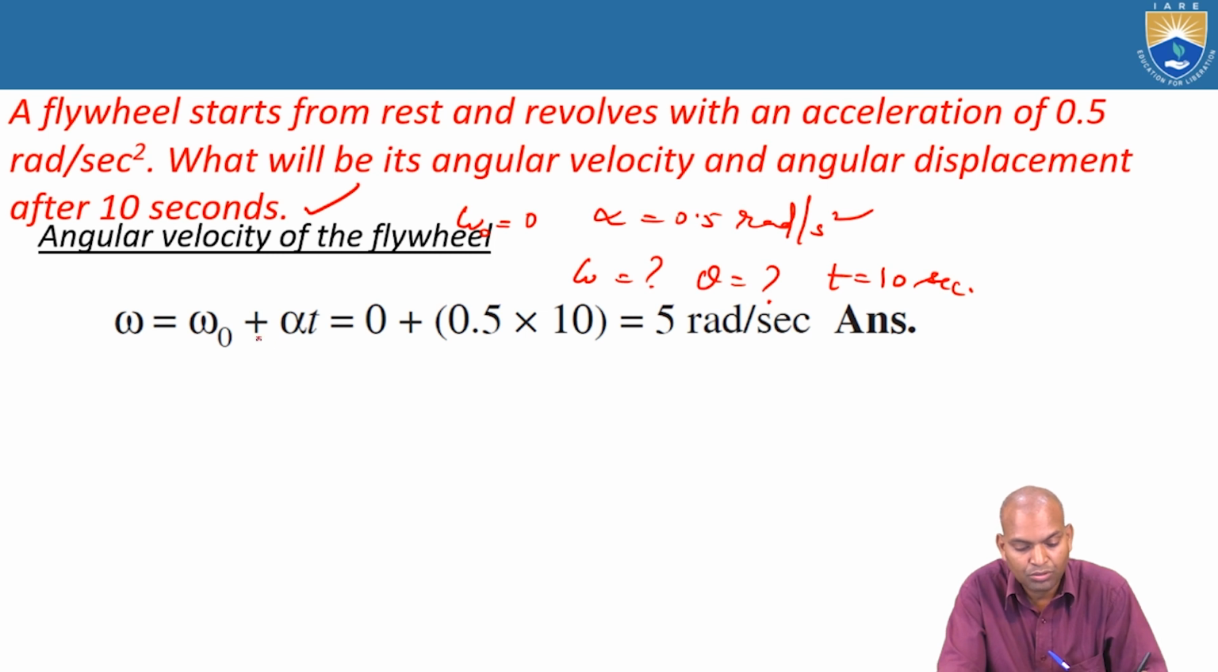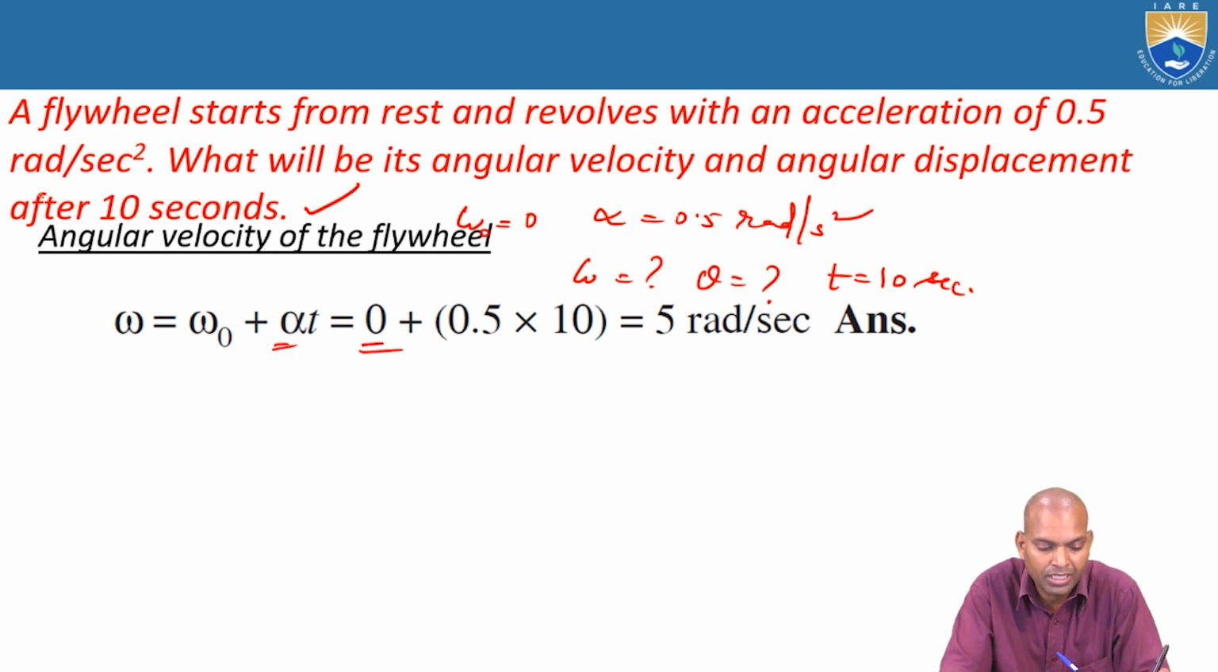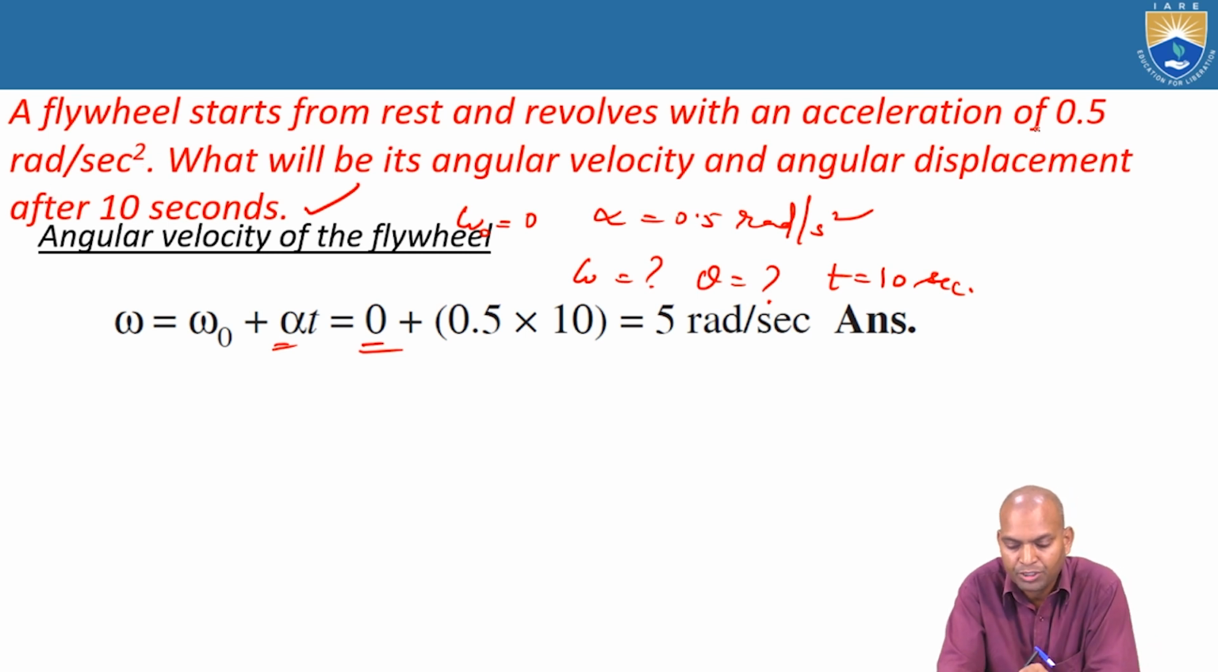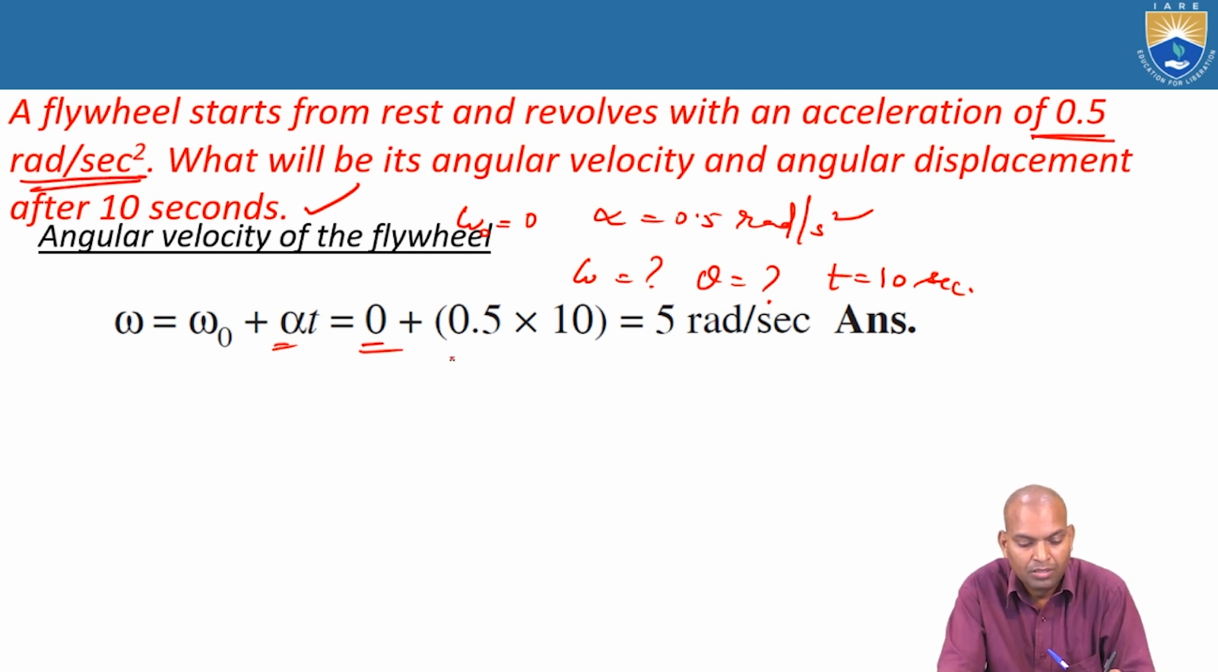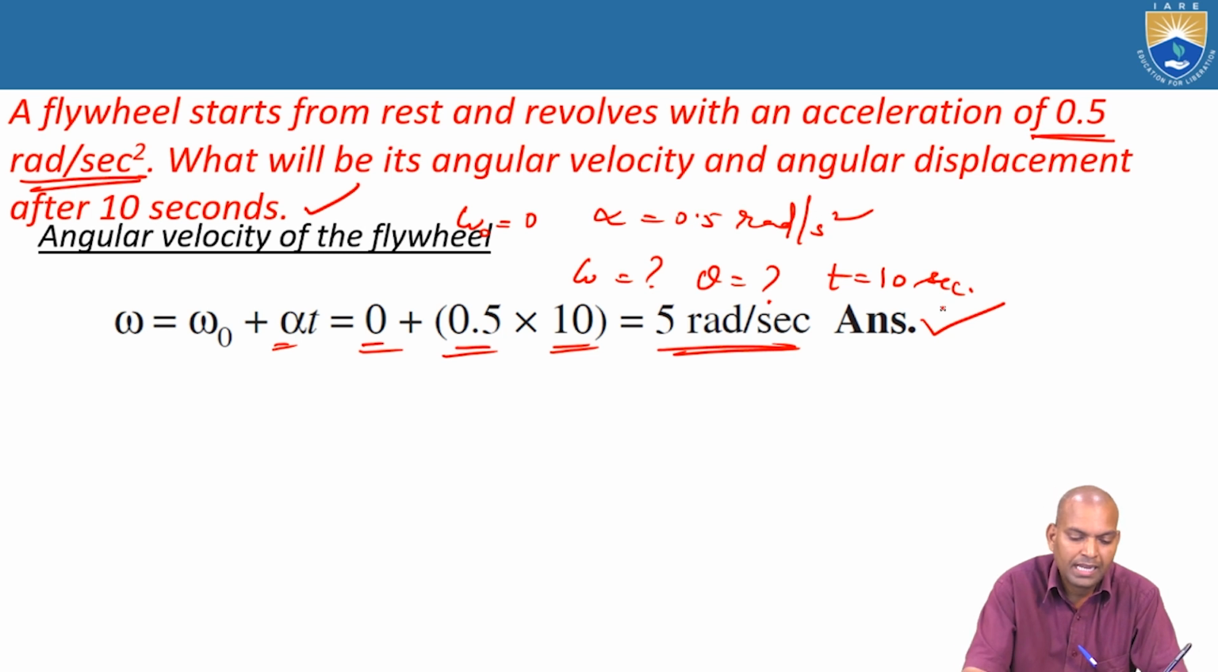Omega equals omega naught, which is initially 0, plus alpha times t. What is the acceleration? That is 0.5 radians per square second, times t. Substituting here, we get 5 radians per second. That is the angular velocity of the flywheel after 10 seconds.